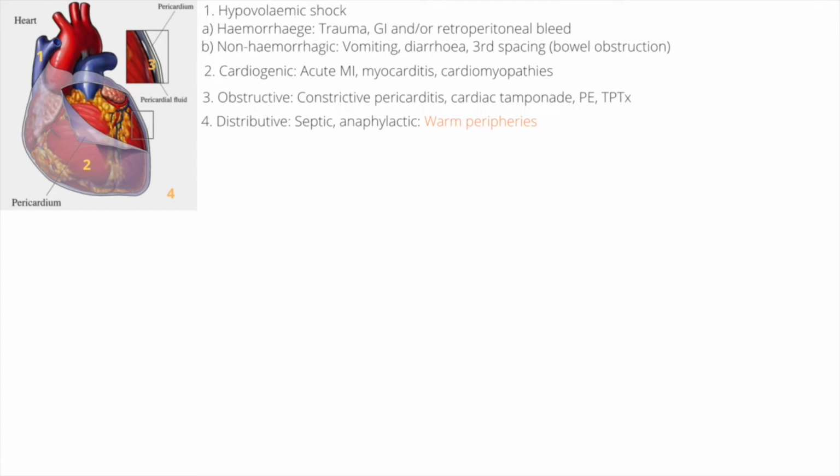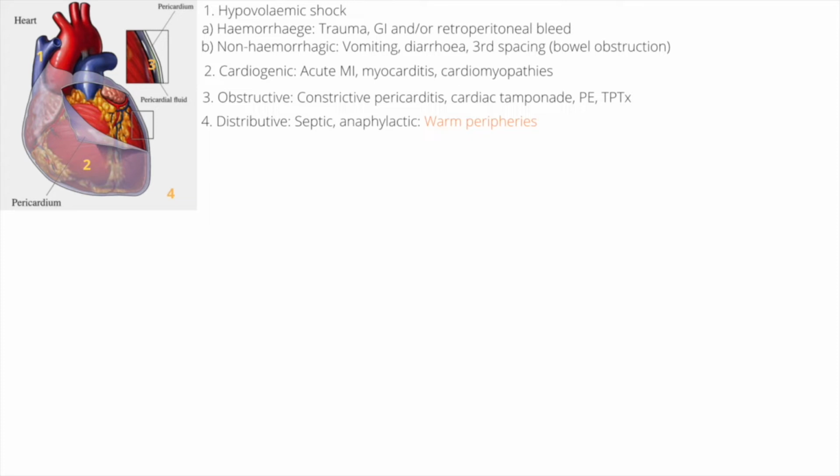Finally, there may be issues with distribution of the arteries, from sepsis or anaphylaxis. Due to inflammatory mediators such as TNF-alpha and interleukin-1, there is vasodilation. So distributive shock can be differentiated from the other types of shock because there will be initially warm peripheries from this vasodilation.